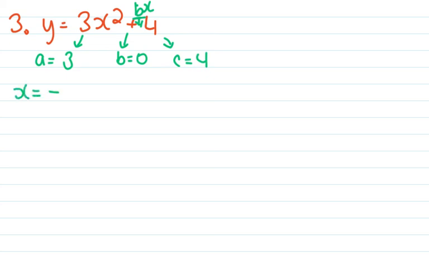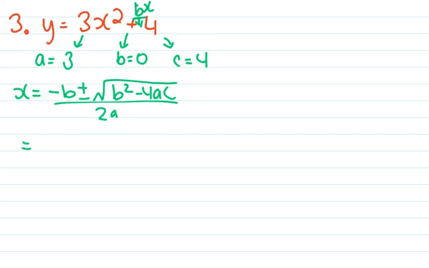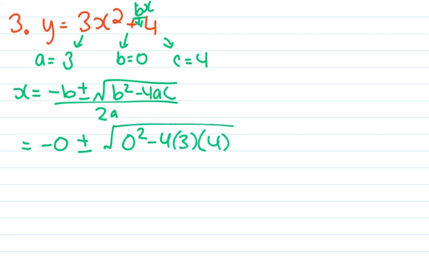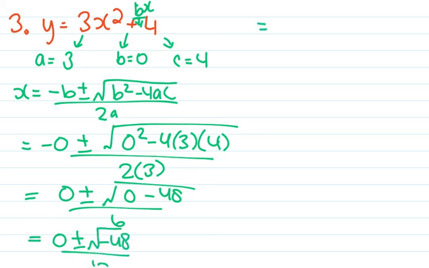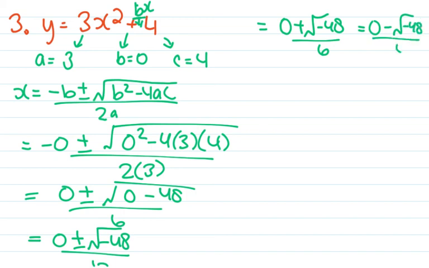So quadratic formula, x equals negative b plus or minus the square root of b squared minus 4ac all divided by 2a equals negative b, well, negative 0 plus or minus the square root of 0 squared minus 4 times a is 3 times c, which is 4, divided by 2 times a, so 2 times 3. 0 plus or minus the square root of 0 squared is 0 minus 4 times 3 times 4 is 48, divided by 6. 0 plus or minus the square root of negative 48 divided by 6.